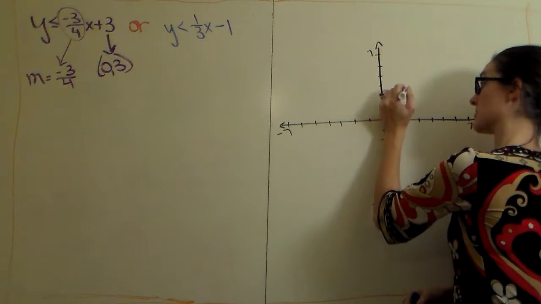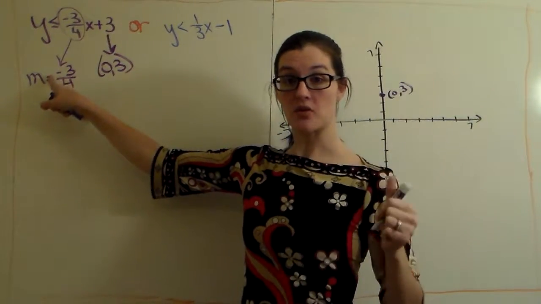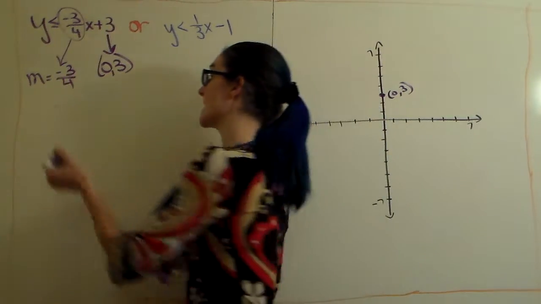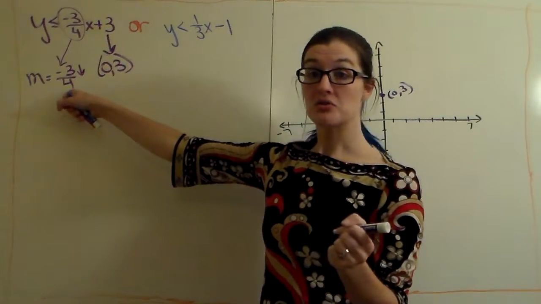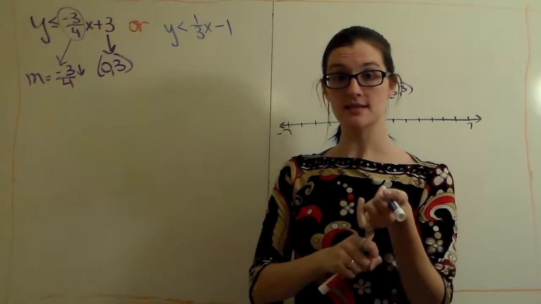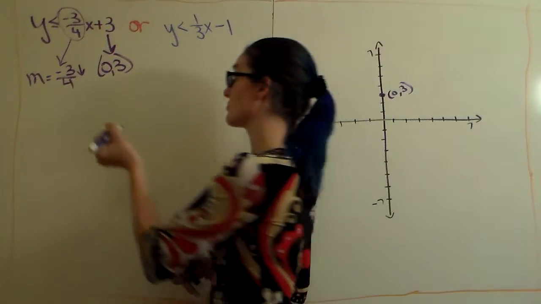Is 0, 3. And the slope, the sign is going to tell us whether we go up or down. Since it's negative, we're going to go down. If it had been positive, we'd go up. And I always go to the right. So I always put my sign to the top. That tells me up or down. And then your denominator always tells you to run to the right.